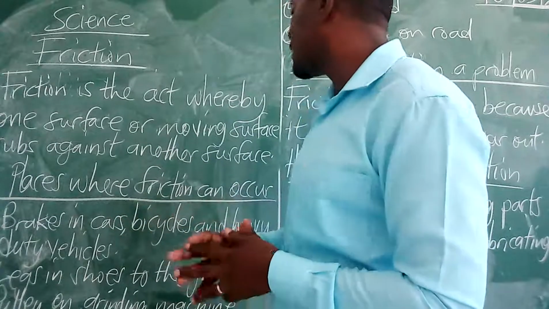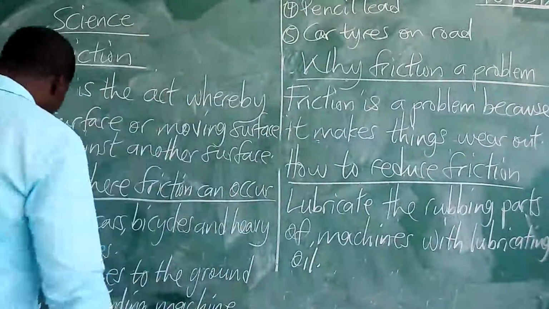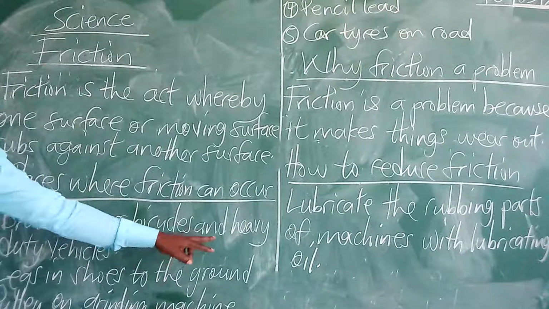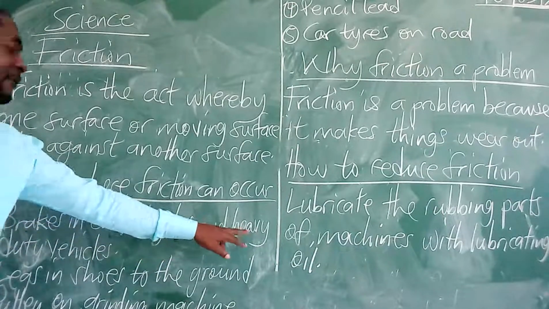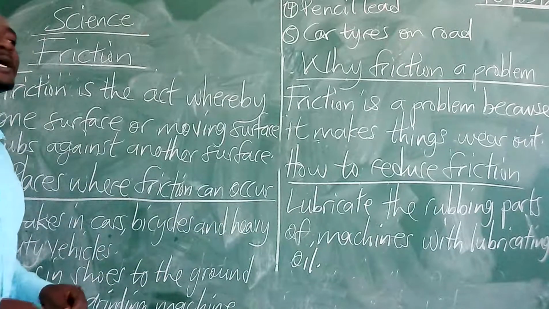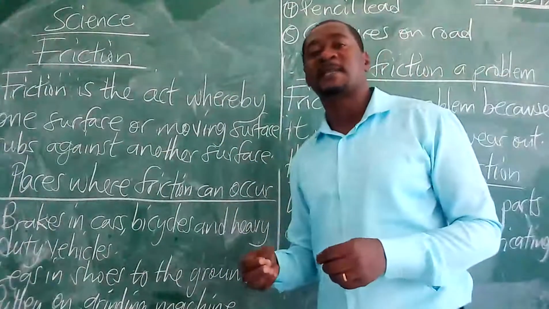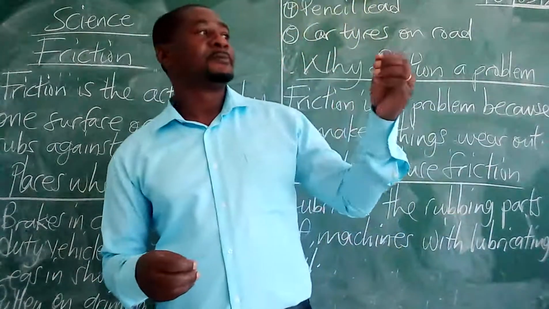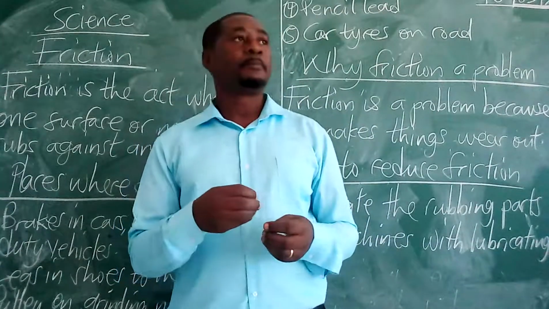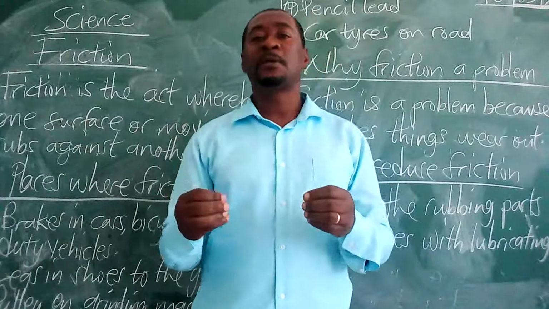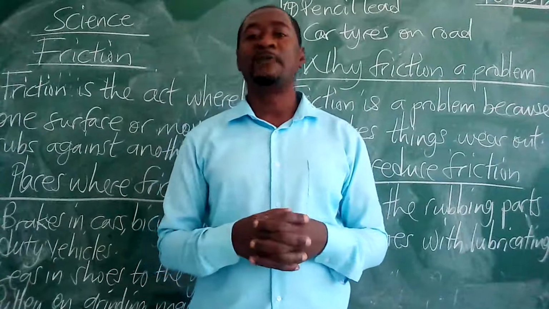Places where friction can occur. We have the first one, brakes in cars, bicycles and heavy duty vehicles. You know that in cars there are brakes. In bicycles we have brakes. Heavy duty cars like tipper trucks, big cars that are used to carry loads, are the heavy duty vehicles. All those cars have brakes in them.